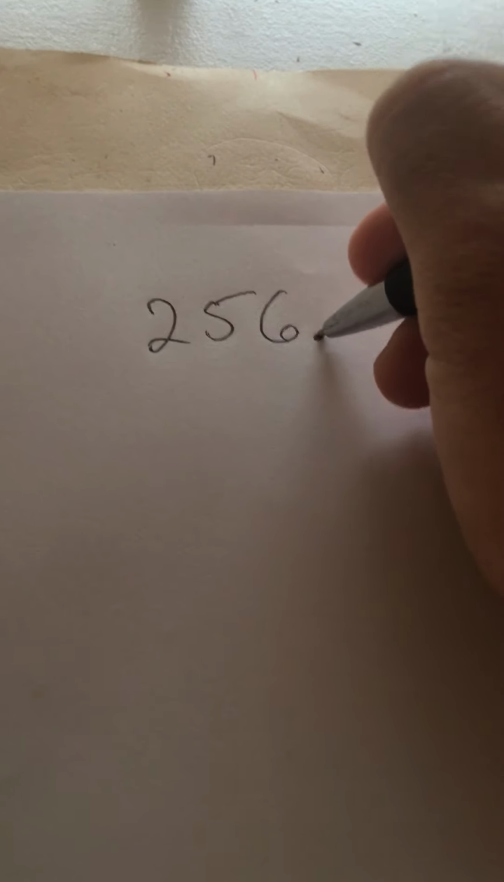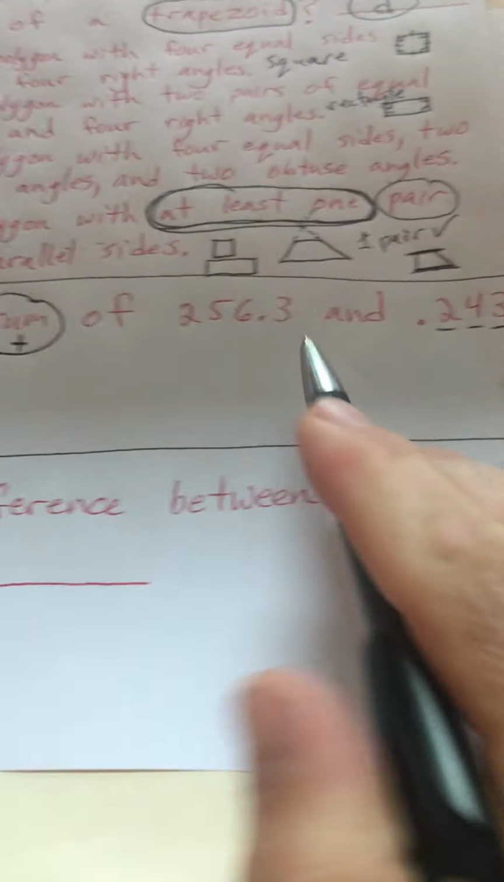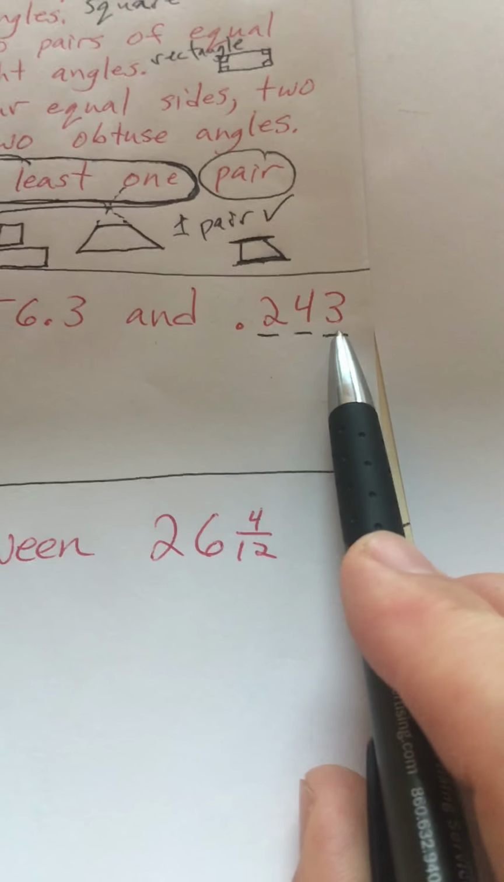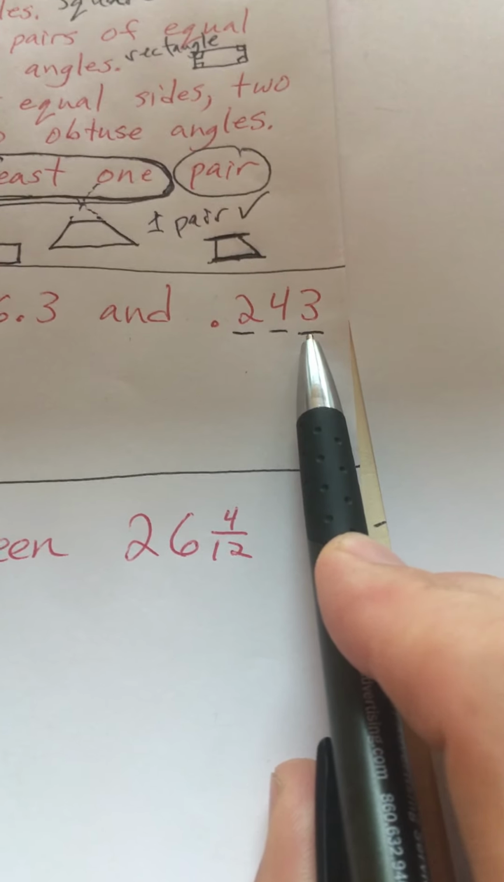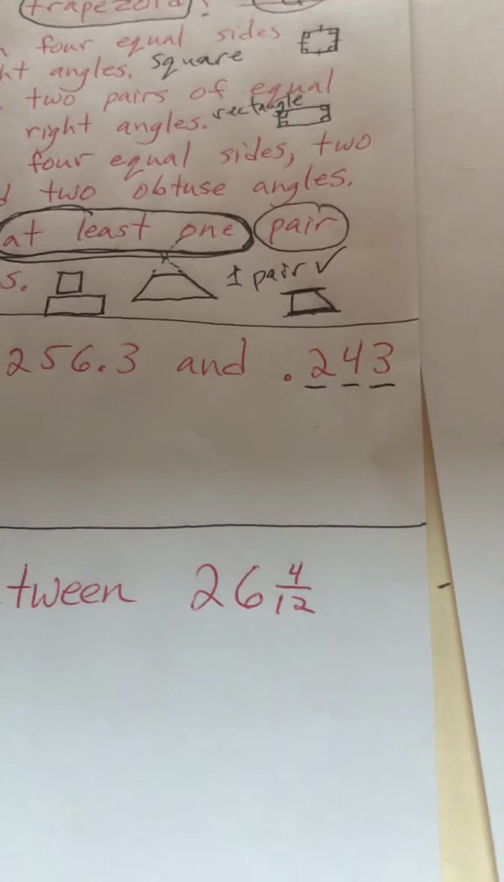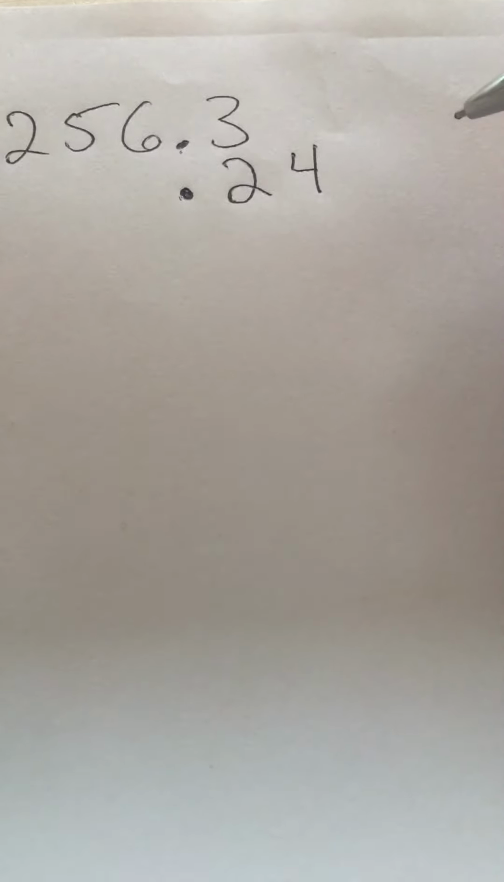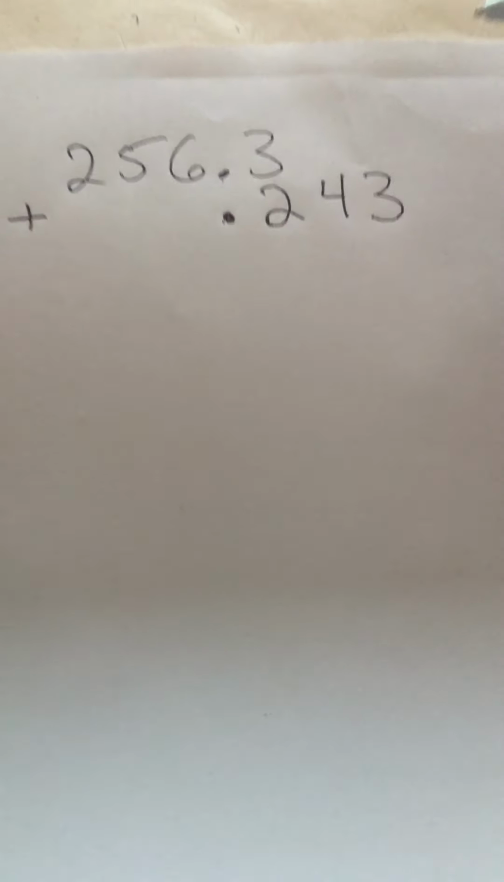So we are adding 256 and 3/10. Finding the sum, so we're adding 256.3, got it right, and 0.243, or 243 thousandths because it ends in the thousandths place. So here's the hard part. When we are adding or subtracting decimals, the decimal points have to be lined up. So the 2 has to go under the 3/10. The 4 goes in the hundredths place by itself, and the 3 goes in the thousandths place by itself.